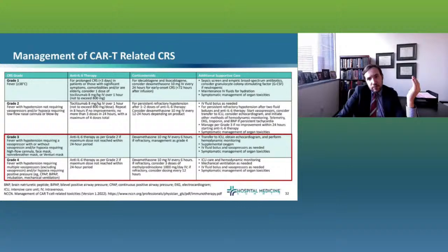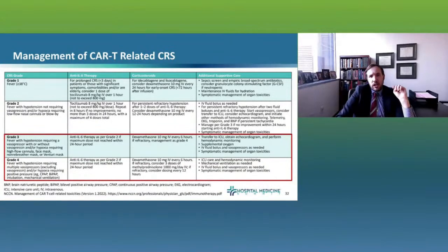You do want to screen them for sepsis like you would anyone else with a fever in the hospital. It's not wrong to start them on empiric broad spectrum antibiotics because we know that these folks are going to have, to some extent, some immune compromise. So low threshold for that. You can consider G-CSF if they're neutropenic. I think a lot of folks would avoid using G-CSF up front just because there is somewhat of an increased risk of pneumonitis if you give them G-CSF right after you gave them CAR T.